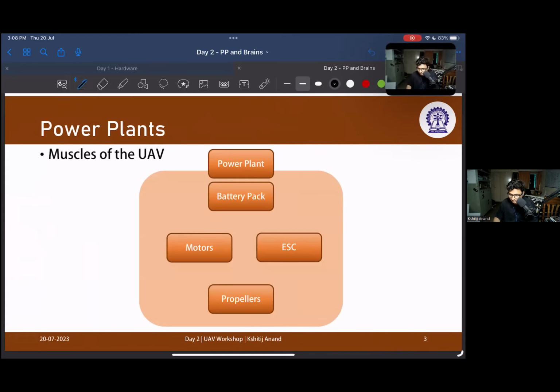So as I told you yesterday, the power plant is composed of these sections: the battery, the motors, the ESC, and the propellers. And what happens is, you have the battery pack, it powers the motors, it powers the ESC. The ESC takes inputs from the receiver or from the flight board, and then it sends a signal to the motor. The motor is powered by the battery pack but is controlled by the ESC. And finally, the motor turns the propellers to produce thrust.